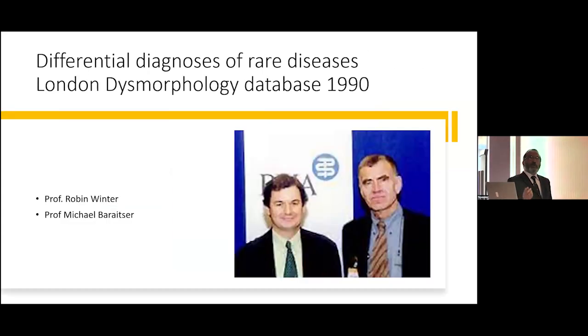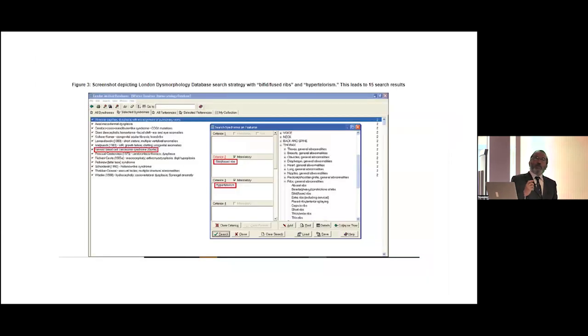So moving on to pioneers who used to work here in this hospital. Robin Winter and Michael Baraitser developed the London Dysmorphology Database, which became available in the 1990s, the first edition being in 1990. You can see that they follow an ontology, but it has been improved on considerably since then. So we used to make differential diagnoses by inputting data into the London Dysmorphology Database.